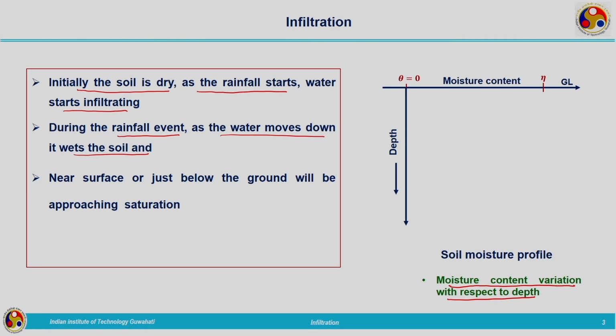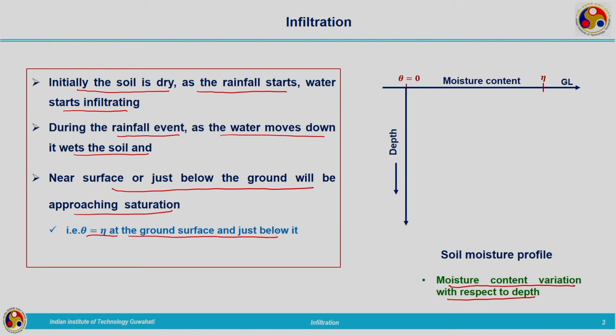So, near surface or just below the ground surface will be approaching saturation, because the rainfall is not stopping, it is continuously taking place. Even though infiltration is taking place, all the pores present in the near surface layer will be filled with water. In this layer theta will be approximately equal to eta at the ground surface or just below it. This zone is termed as the saturation zone.